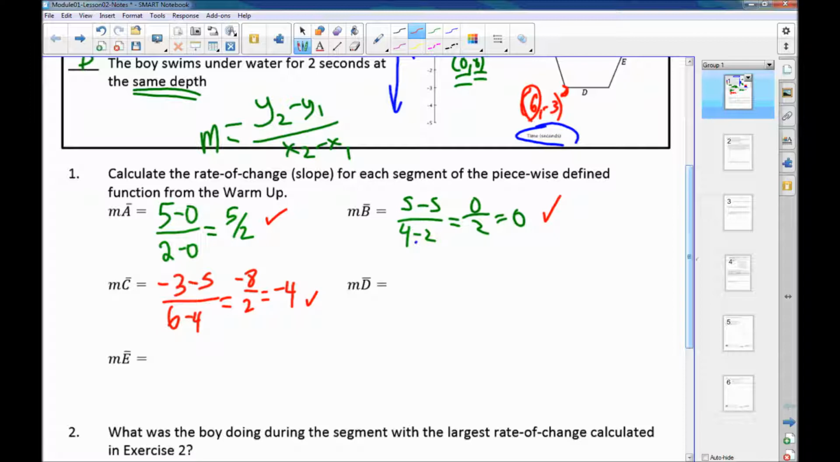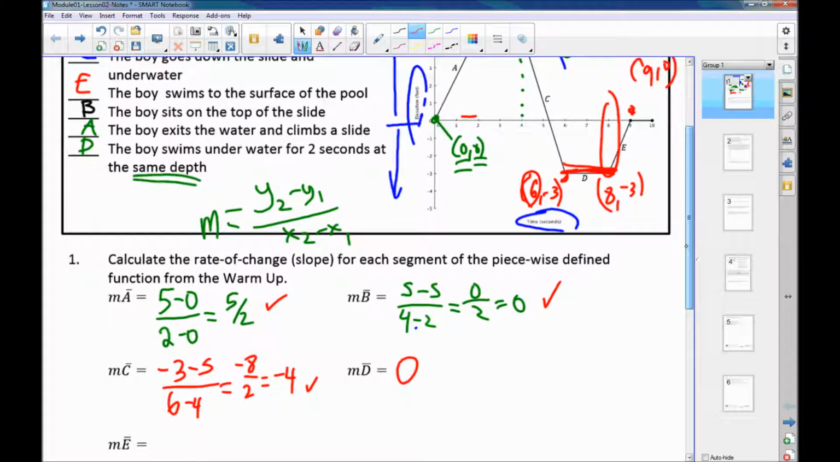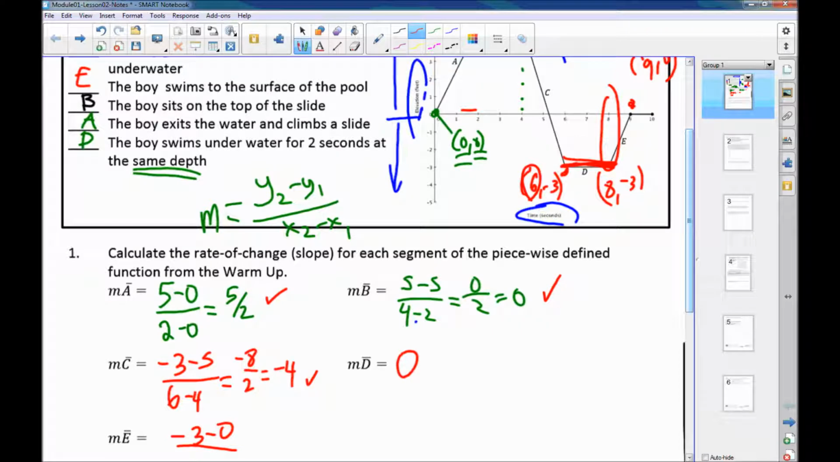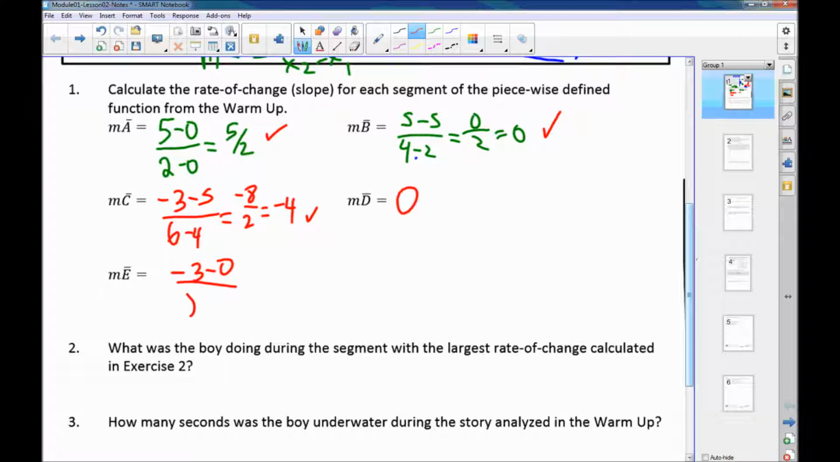Now we know D already. Okay, D is straight across, so that has a slope of 0. Let's skip a little time here. And E, we are starting at 8, -3, and we're ending at 9, 0. Okay, so that's going to be -3 minus 0, changing the y's. And the x's are going to go 8 minus 9. This will give us -3 over -1 for +3.